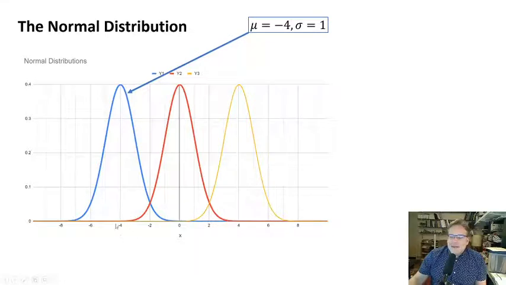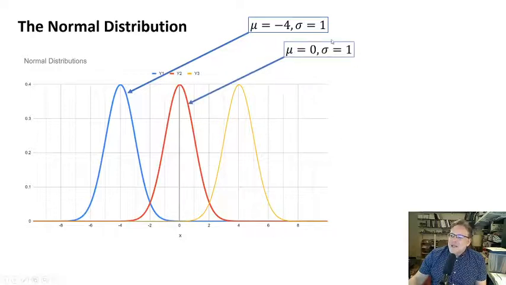You probably can't read that, those numbers are so small there, but this is actually -4 on the x-axis here. This one in the middle that's red also has a standard deviation of 1 but a mean of 0, so it's centered right here in the middle. And then lastly, this one to the right has a standard deviation of 1 and a mean of 4.